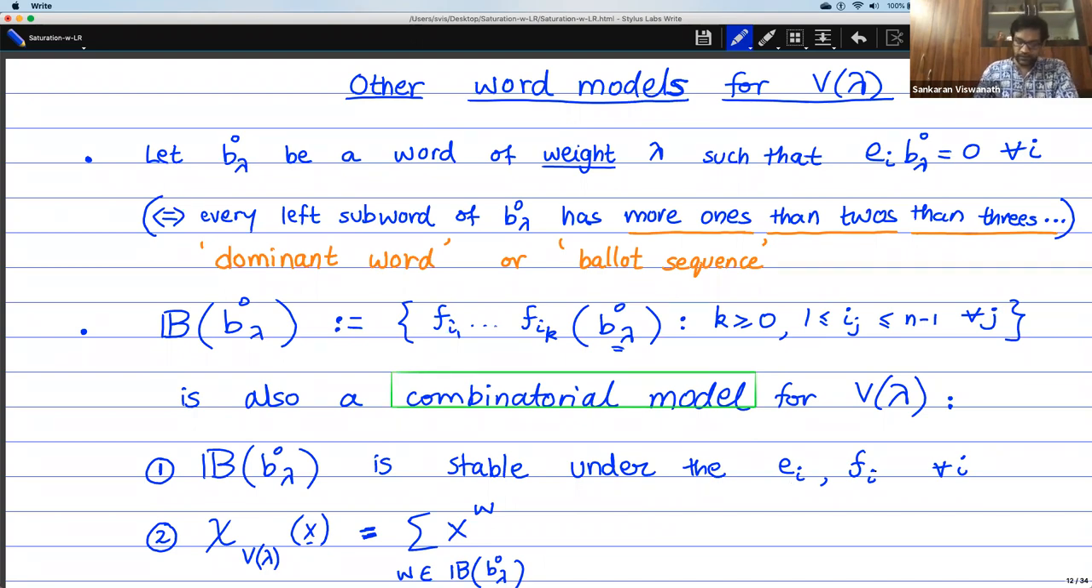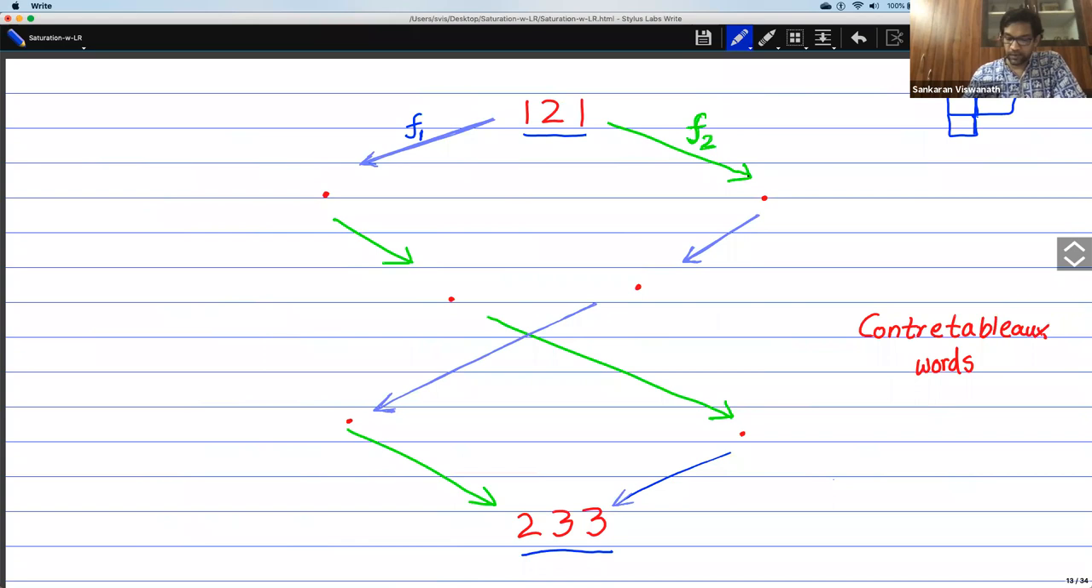And secondly, and this is the interesting thing, if I take the words that I get here, and I compute their monomial weights, I take that x to the power w that I talked about earlier, and I sum over all such words, then it again gives me the Schur polynomial, again gives me the character of the representation. So for example here, I didn't write out the remaining words, but if you dig this, you get another word model, if you wish, for the representation. If you add up all these weights, it would again work out to be the Schur polynomial.